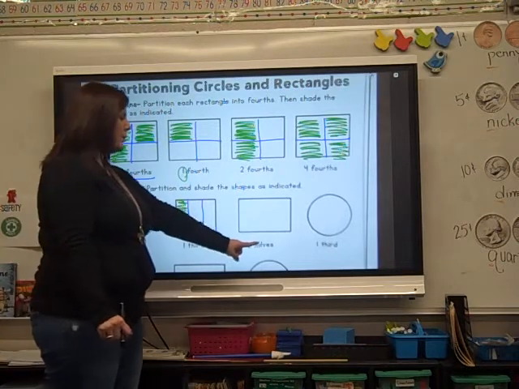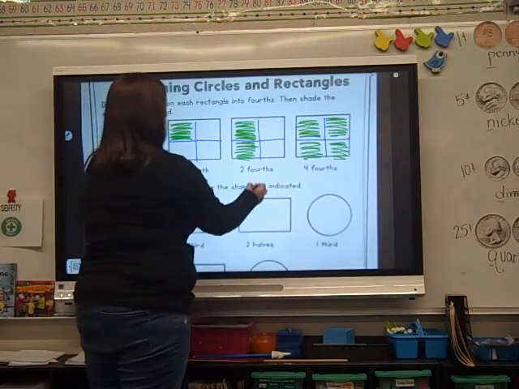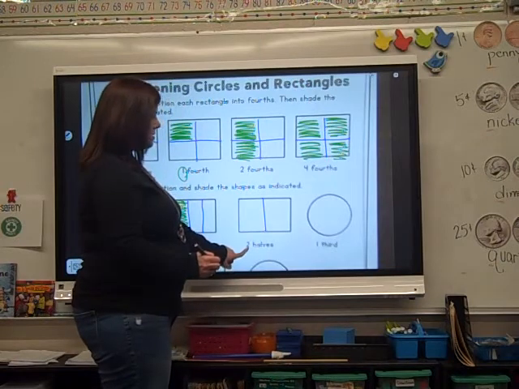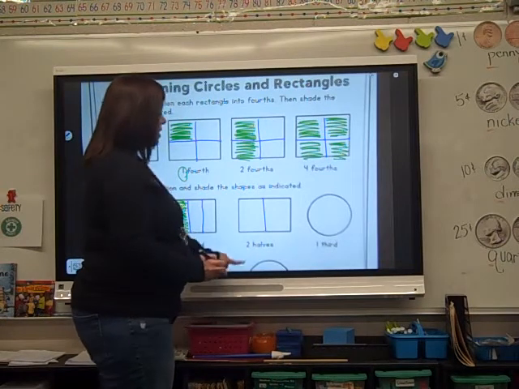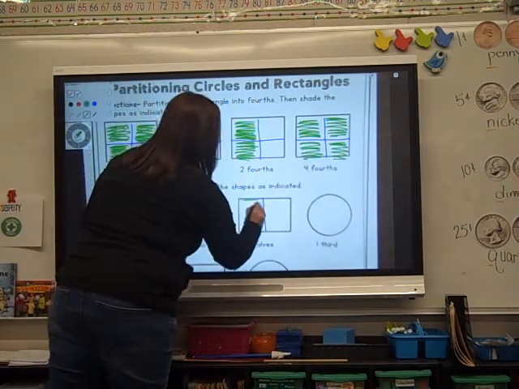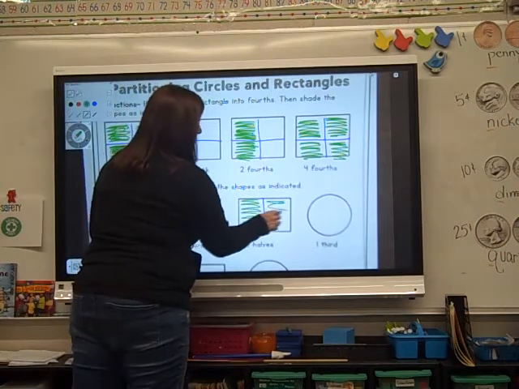Alright, 2 halves. We've got to cut this in half. Cut it down the middle. Cut it in half. And how many pieces do we color? 2. 1, 2.